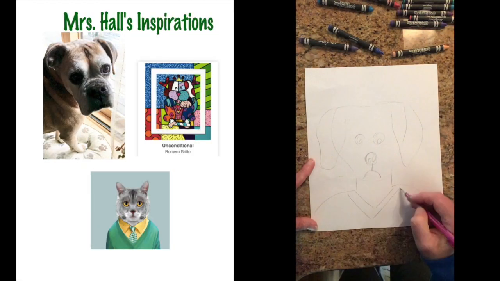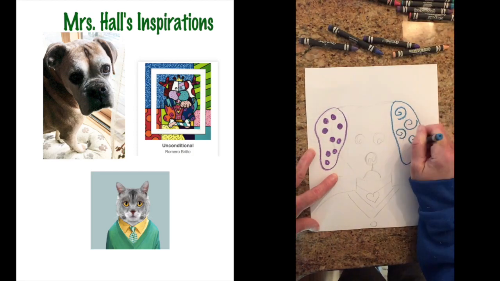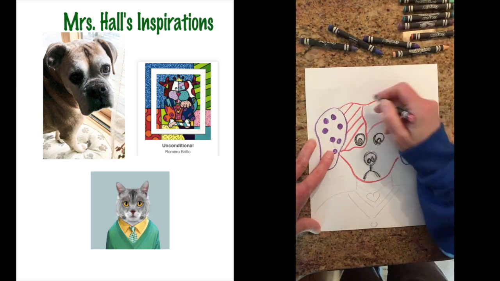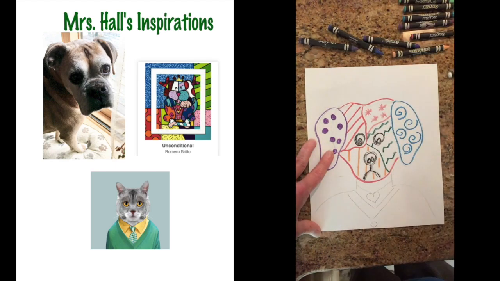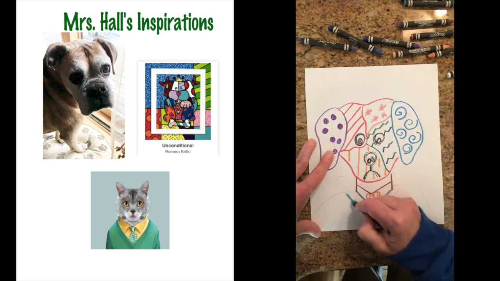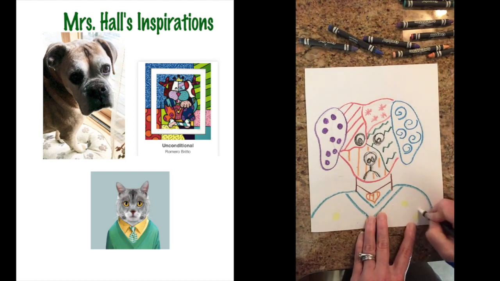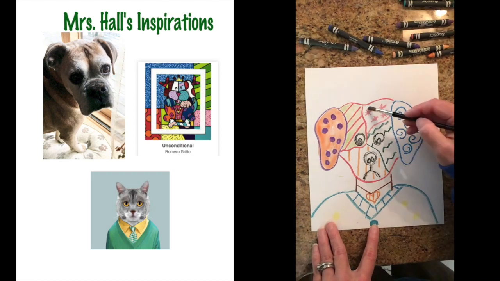Mrs. Hall is doing an expressive pet portrait. I am using a photo of my dog Daisy. I'm using the crayon resist technique. The trick is to apply lots of crayon wax so that when you watercolor over it, the wax will repel the paint and appear much brighter. Let's see what happens when I start painting.